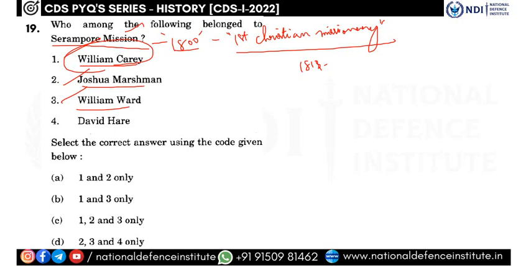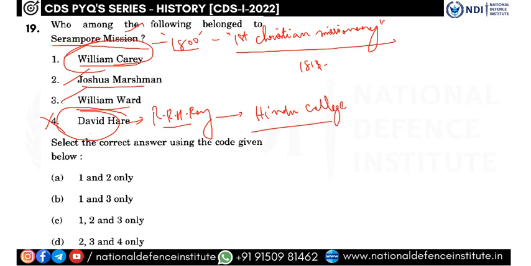Except for David Hare. David Hare is a college professor who, with the help of Raja Ram Mohan Roy, created the Hindu College later. So he has nothing to do with the Sarampur Mission. So 1, 2 and 3 is the answer. They are asking for the correct answer. The answer is C, 1, 2 and 3.